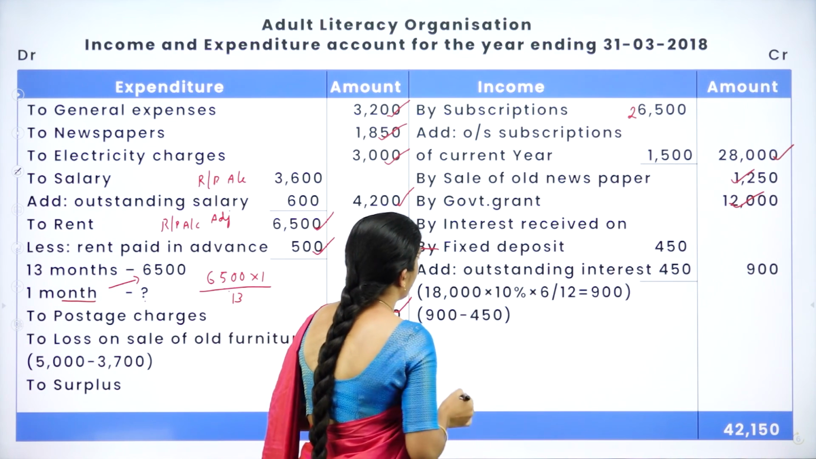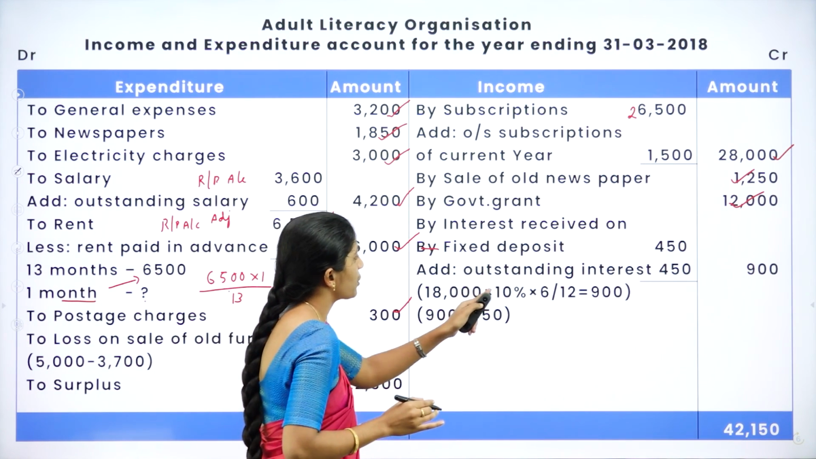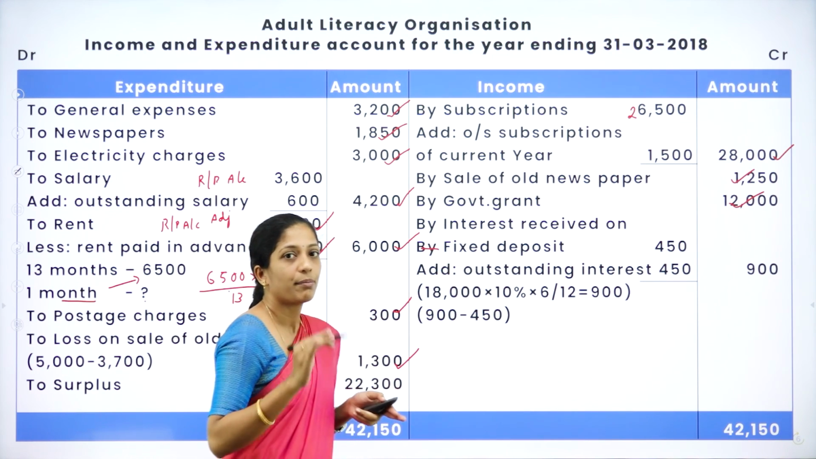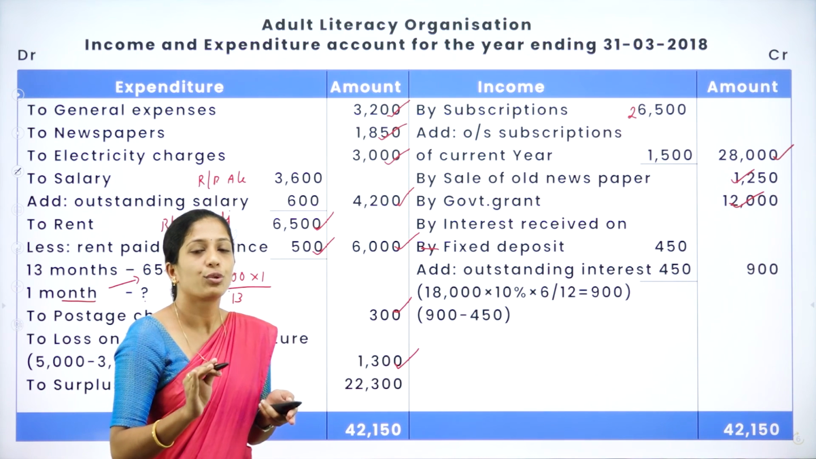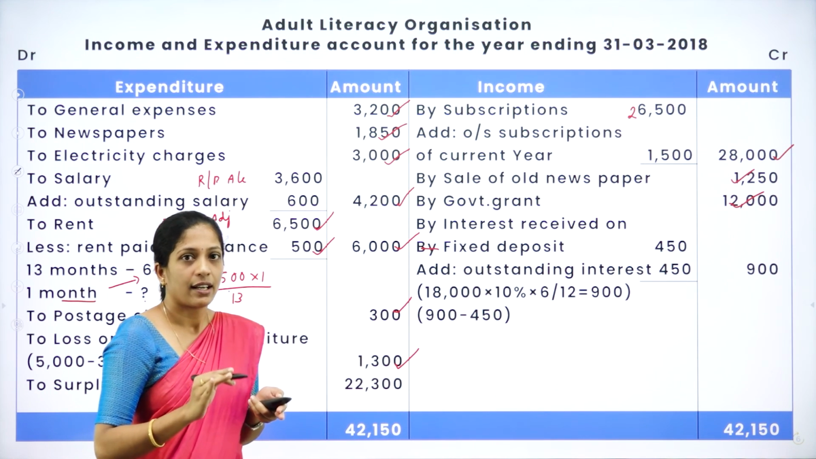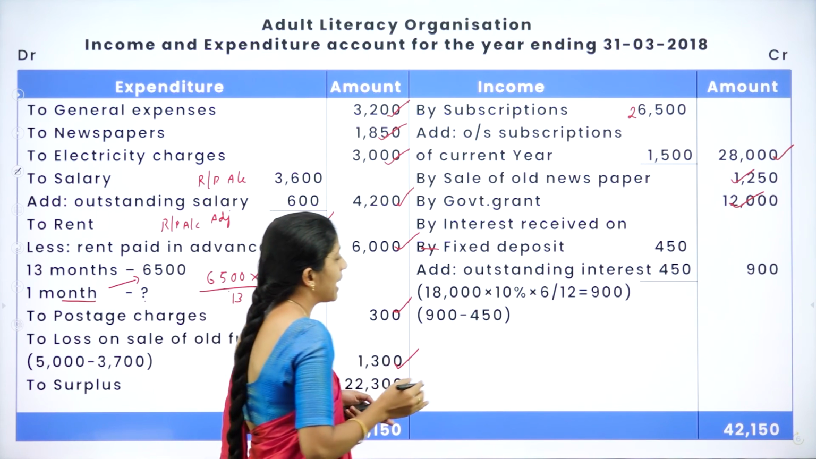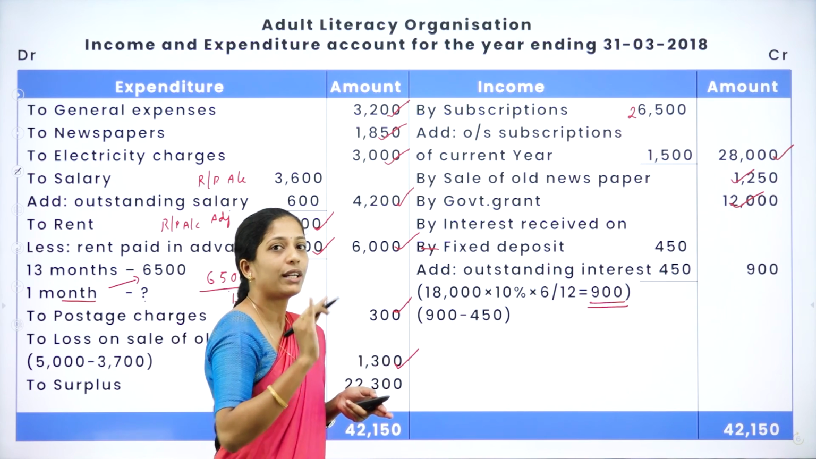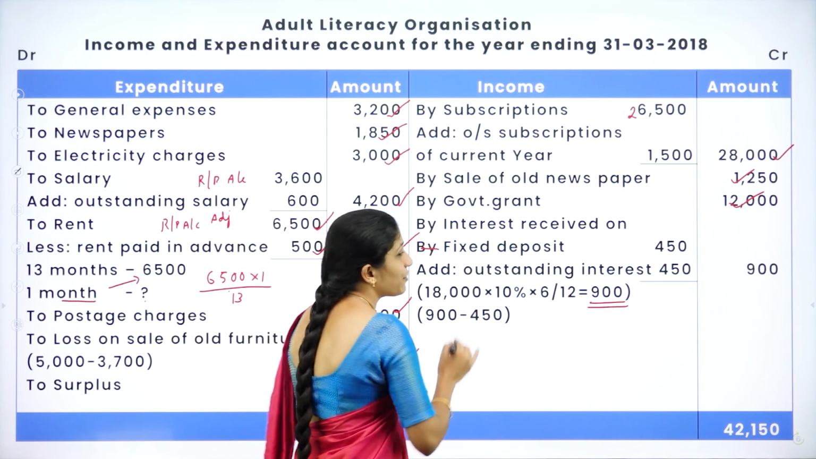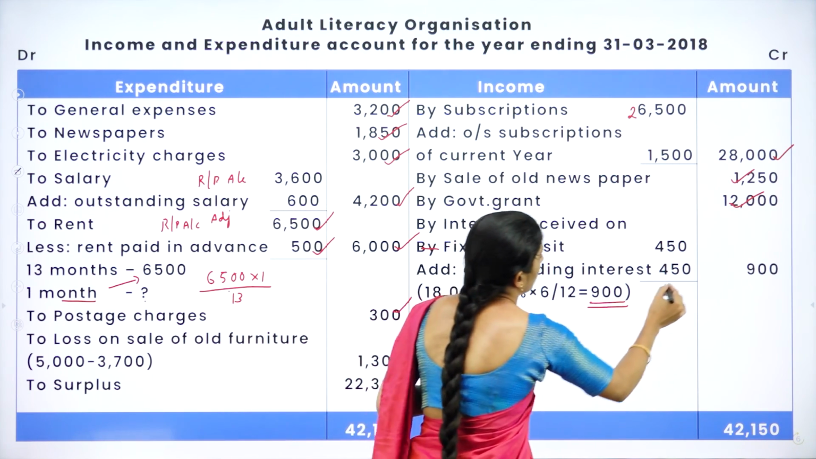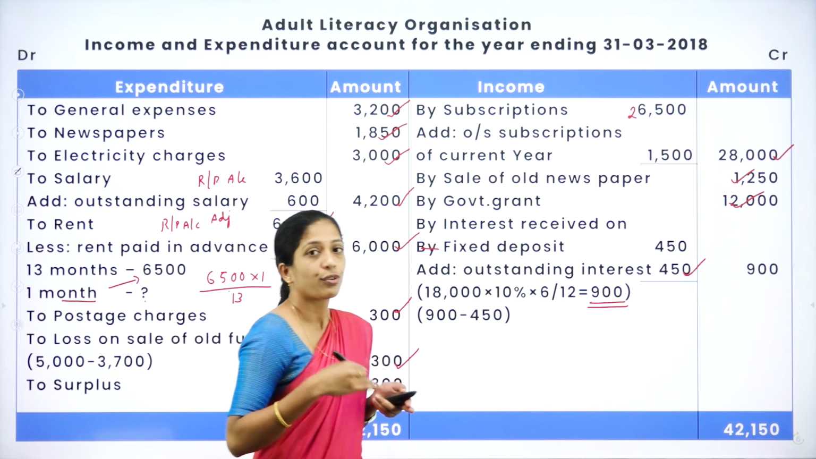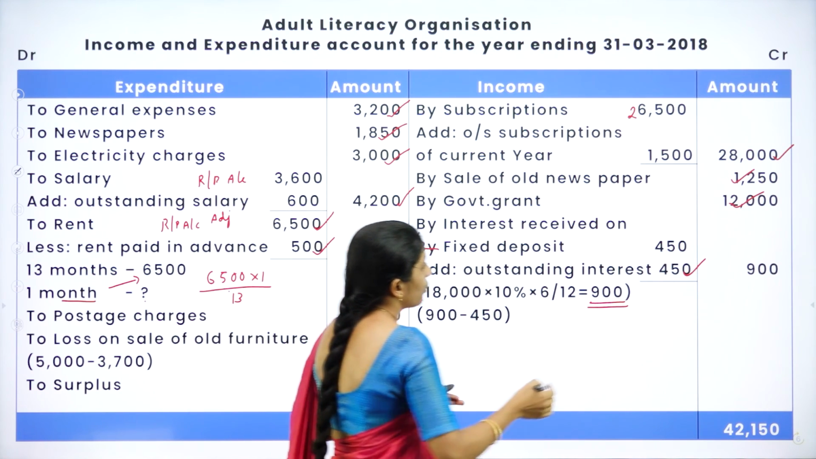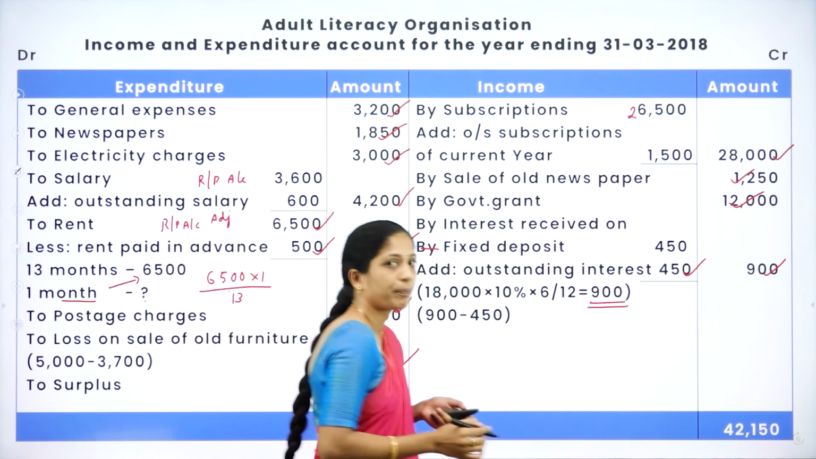18,000 into 10%. So fixed deposit 18,000 and the percentage is 10% into 6 divided by 12, because they have given 30th June 2018, right? So only 6 months, 6 divided by 12. So the interest should be 900, but how much they have given? Only 450, right? So 900 minus 450, how much? You will get 450. So 450 is what? Outstanding interest on fixed deposit. So when you add, you will get 900. Clear?